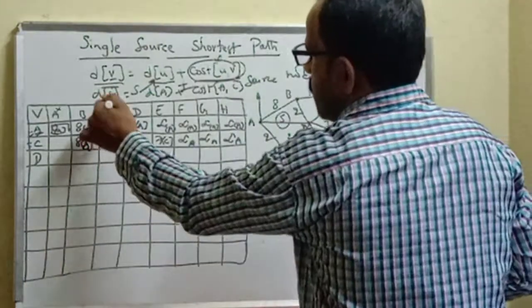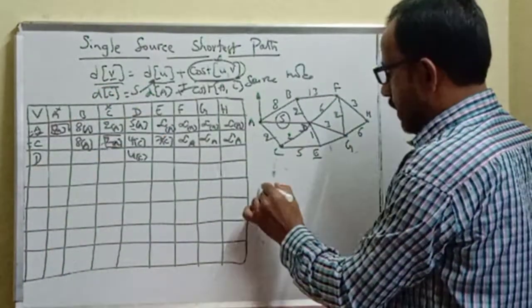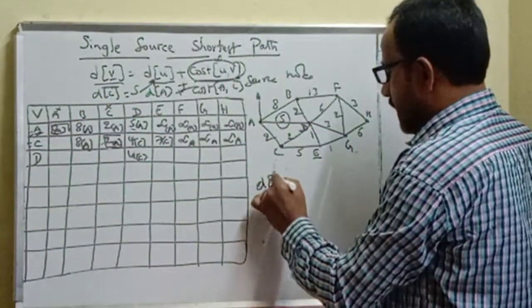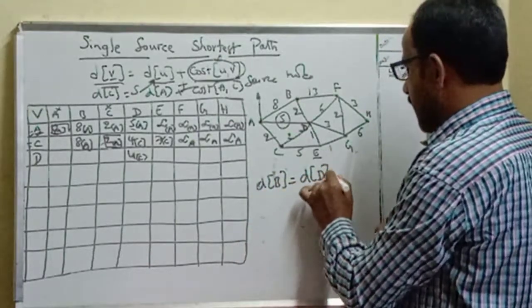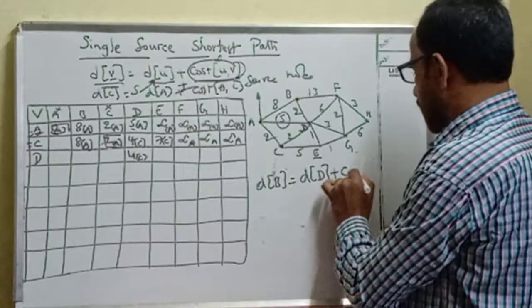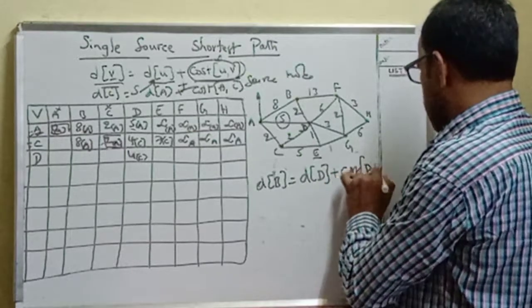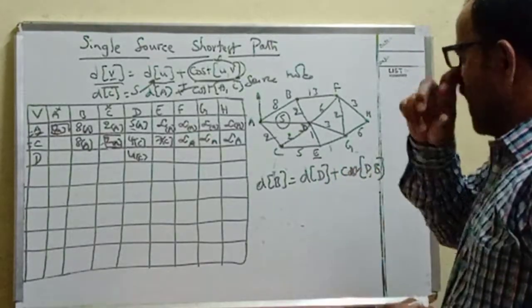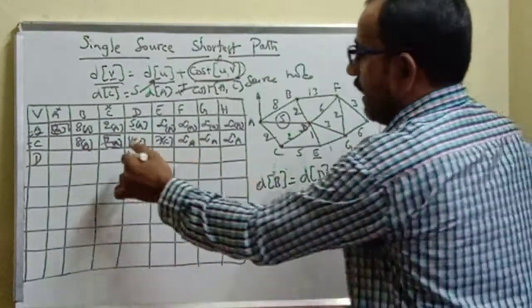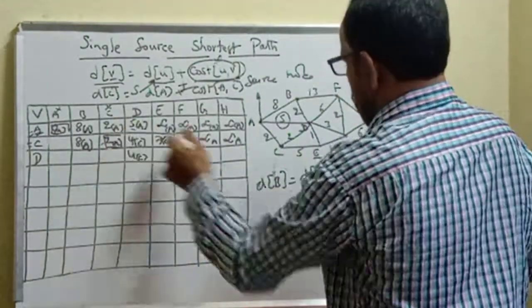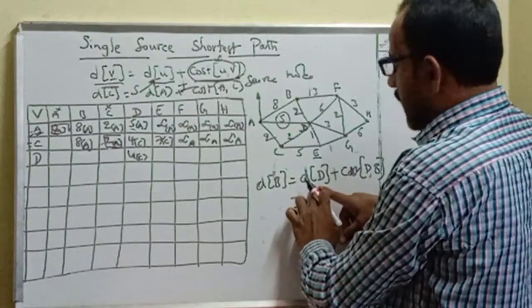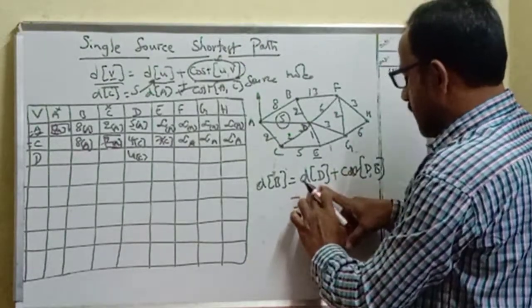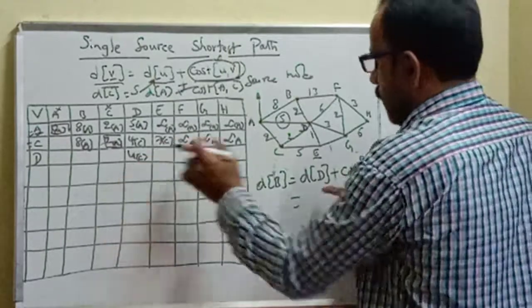All the remaining nodes means C is over. Now B, first node is B. Now start with B. What is D of B now? D of D, we are there at D now. D of D plus cost of D comma B. What is D of D? D of D is 4 units, because what do you mean by D of D? The shortest distance from source node to node D, that is 4 units.